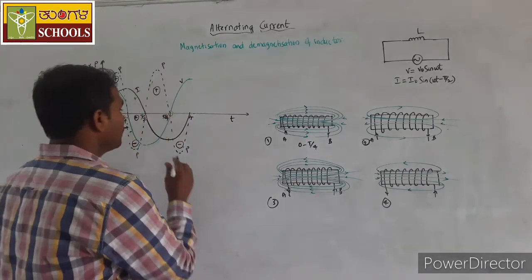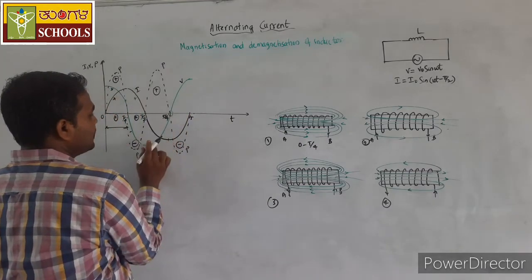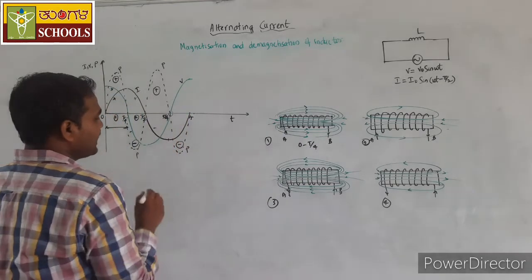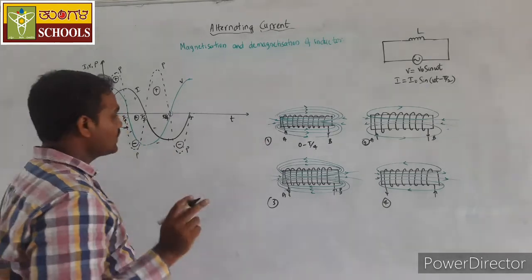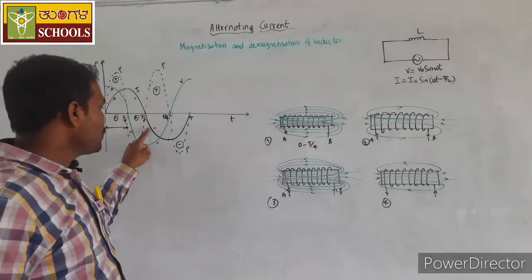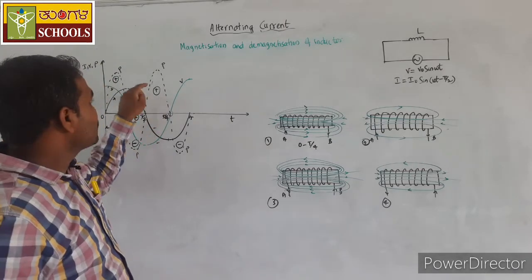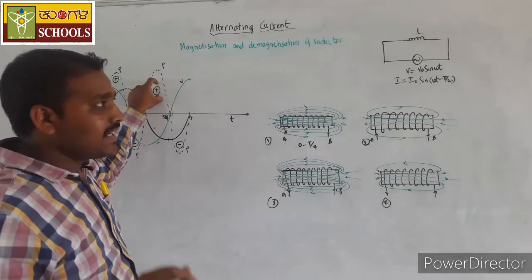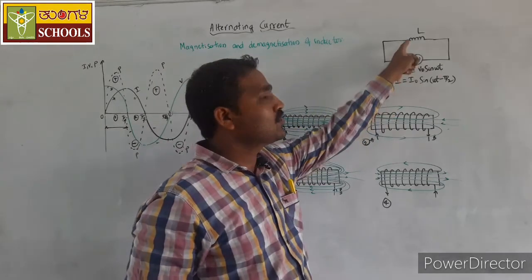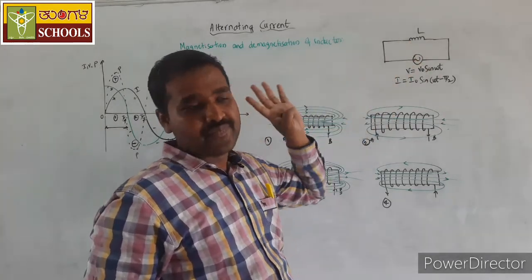Then during this third quarter, the current is negative and the voltage is also negative. So the power of negative current and negative voltage is again positive here. This positive power again indicates the energy is given to the inductor by the source.